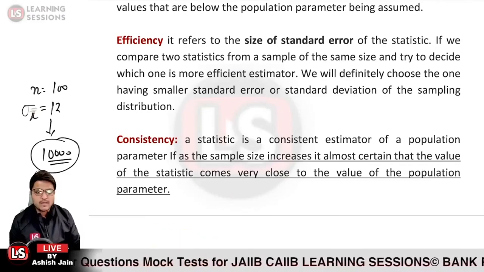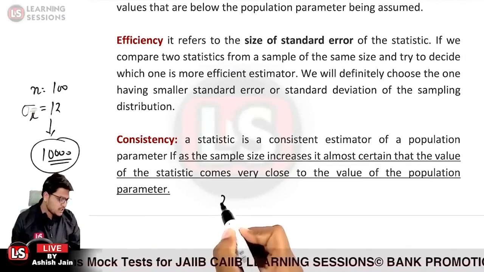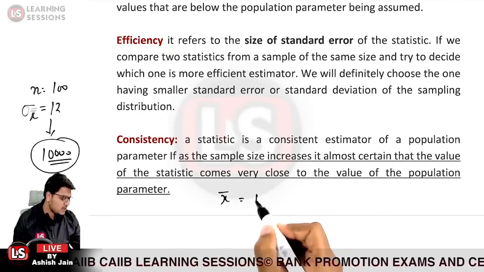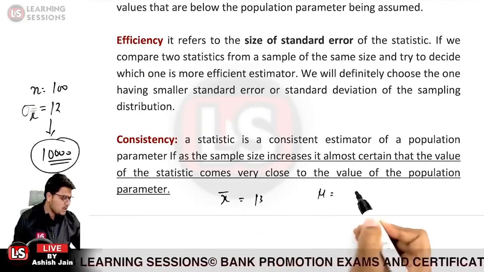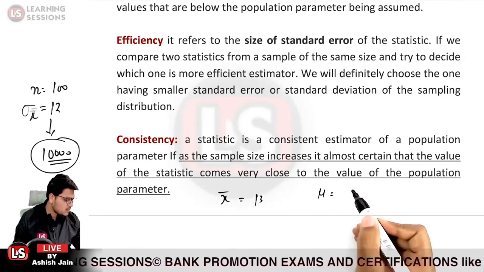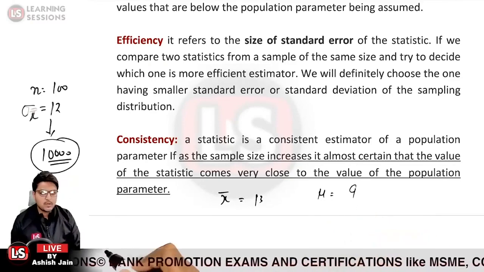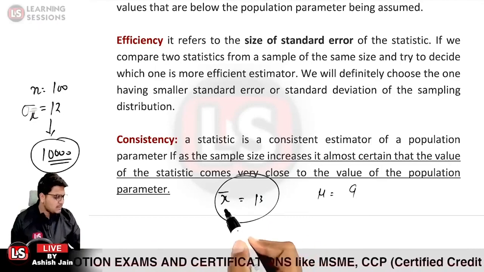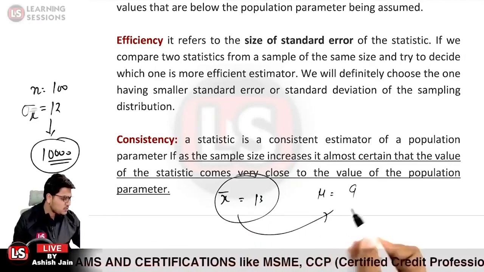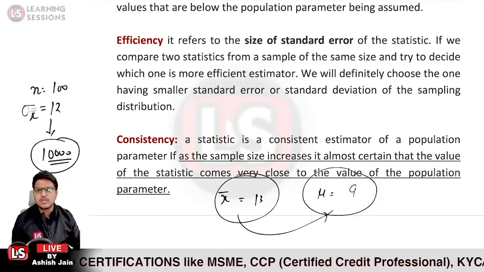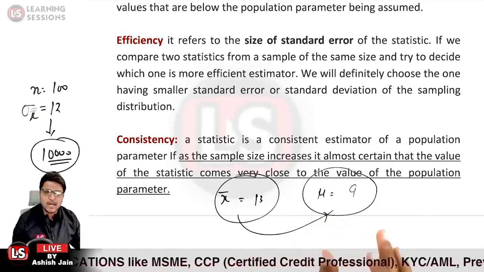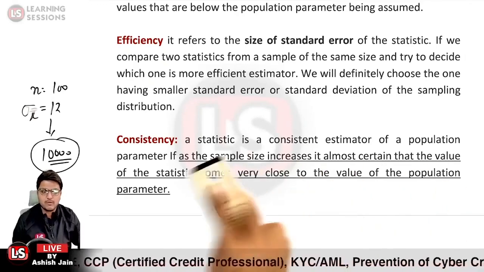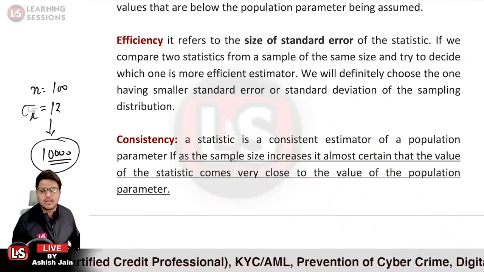Okay, so if we are considering the mean, let us take the case that x bar was equal to 13 and mu was equal to 9. When we increase the sample size, the sample statistic will be approaching and becoming very close to the population parameter. That is related to the consistency.